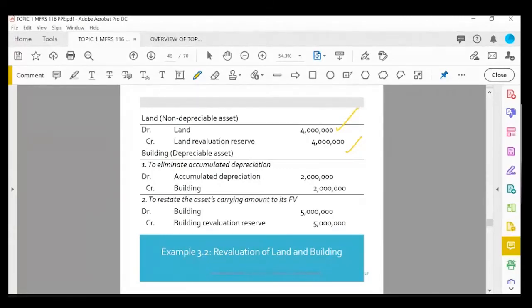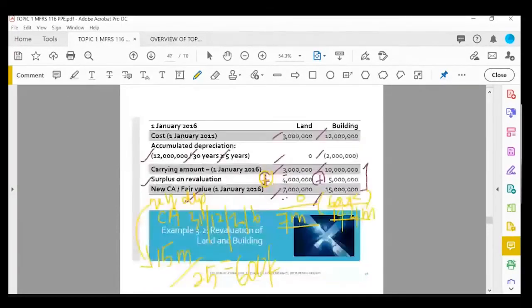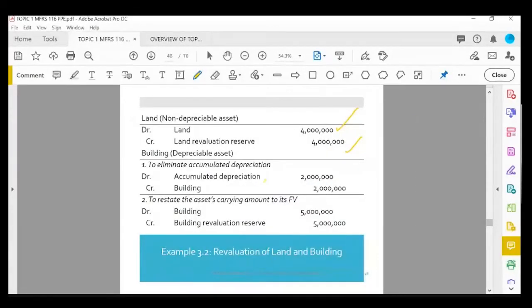What about depreciable asset? For depreciable asset, step number 1 is to eliminate. We have to eliminate the accumulated depreciation against the gross carrying amount of asset. So eliminate that 2 million, any accumulated depreciation before the revaluation took place. So debit accumulated depreciation, credit building. That is what is meant by against the gross carrying amount of asset. So debit accumulated depreciation 2 million, credit building 2 million.